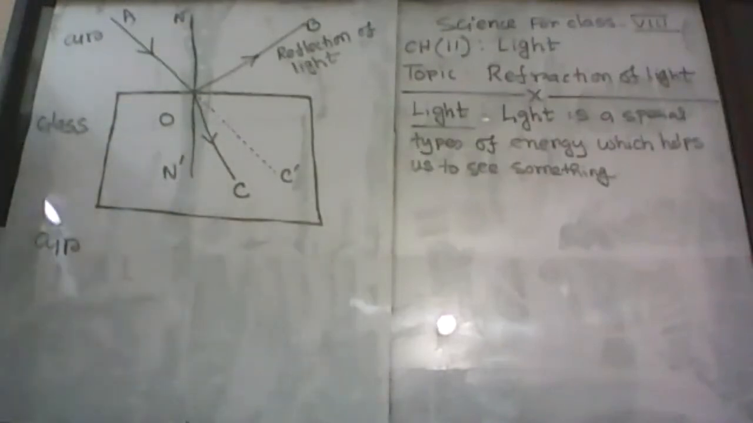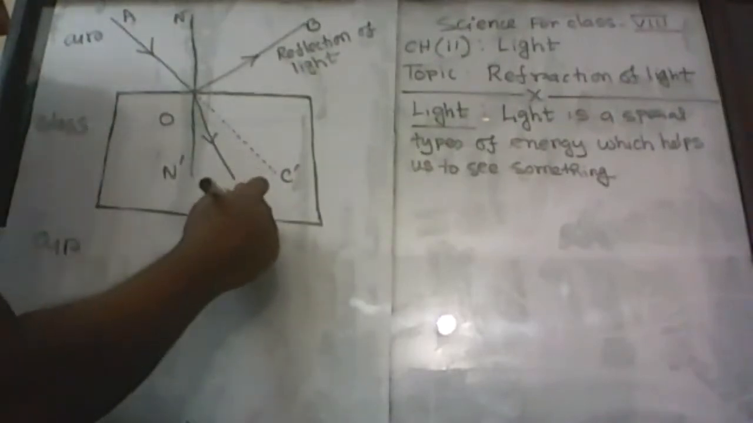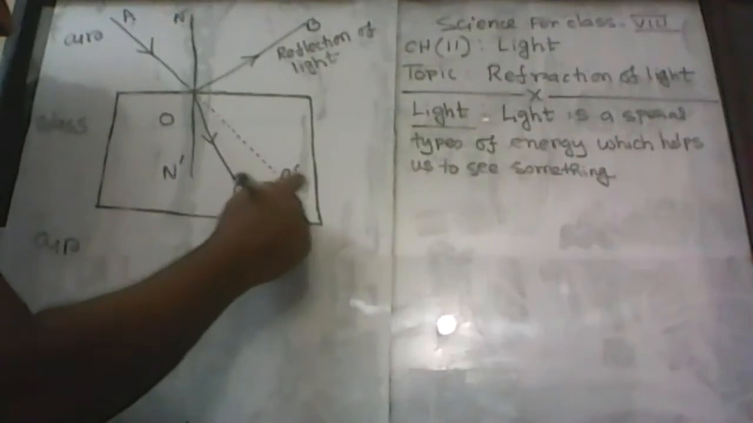So here, I repeat, OC indicates that in glass medium, the ray of light bends. This bending ability of light is a special phenomenon that I discuss in my today's class, that is called refraction of light. So this part is called what? It is called refraction.